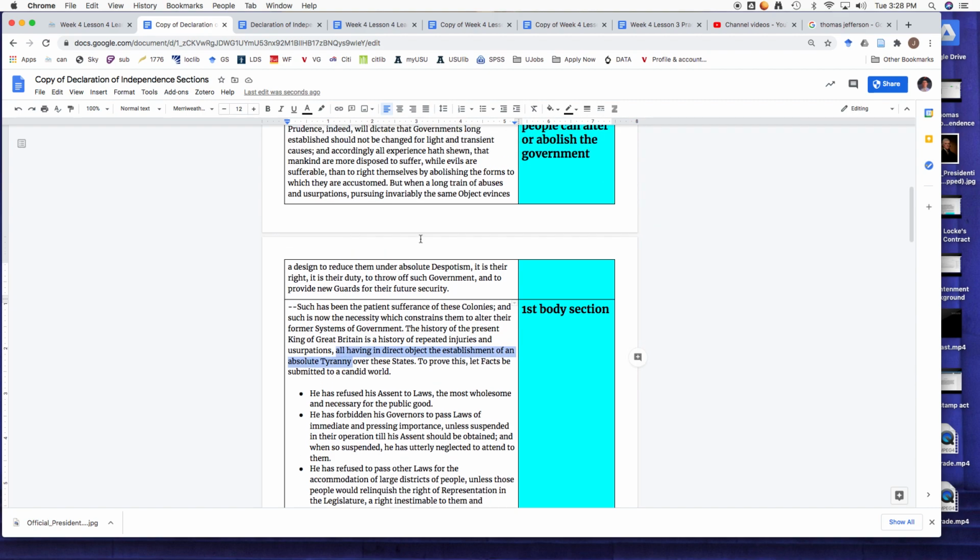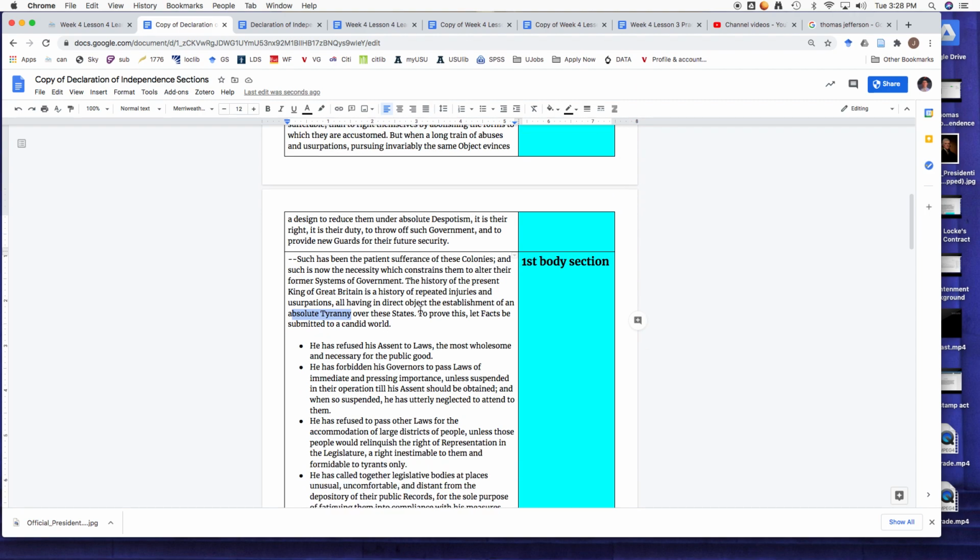And that means the same thing that he said above, absolute despotism, when the government controls all things. Absolute tyranny, absolute despotism. The government has all power and the people don't have any rights over these states. To prove this, let facts be submitted to a candid world.